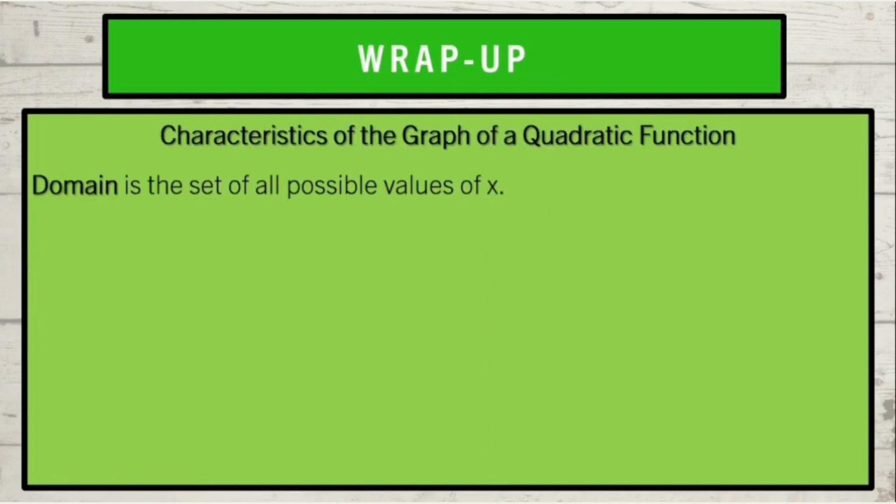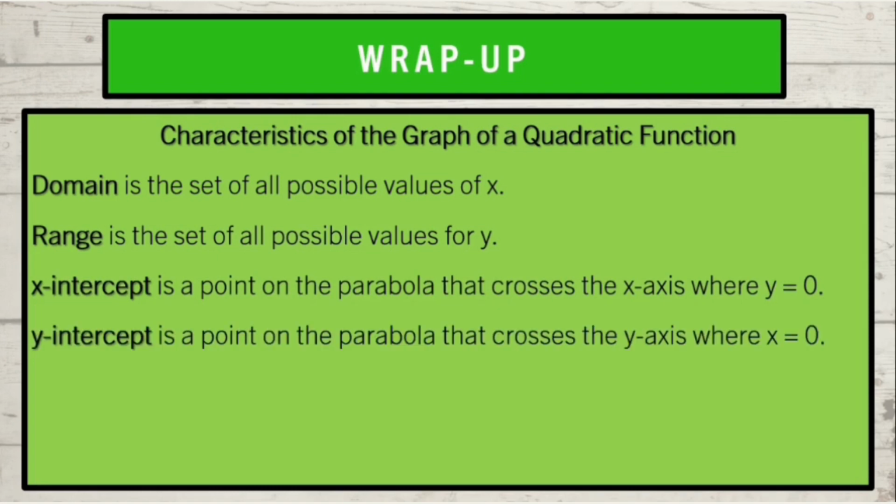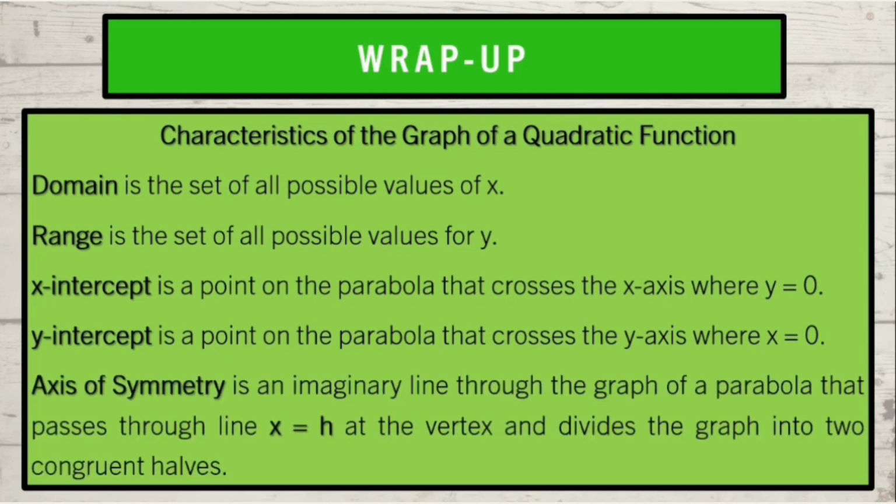We discussed the characteristics of the graph of a quadratic function. We have the domain, which is the set of all possible values of x, the range, which is the set of all possible values for y, the x-intercept, which is a point on the parabola that crosses the x-axis where y is equal to 0, the y-intercept, which is a point on the parabola that crosses the y-axis where x is equal to 0, the axis of symmetry, which is an imaginary line through the graph of a parabola that passes through line x is equal to h at the vertex and divides the graph into two congruent halves.